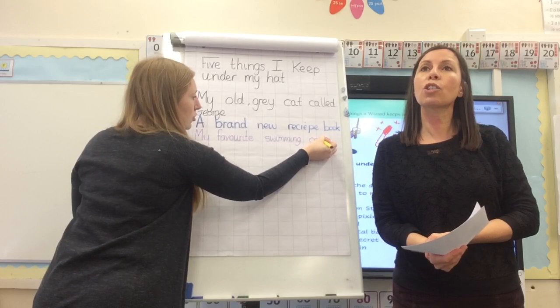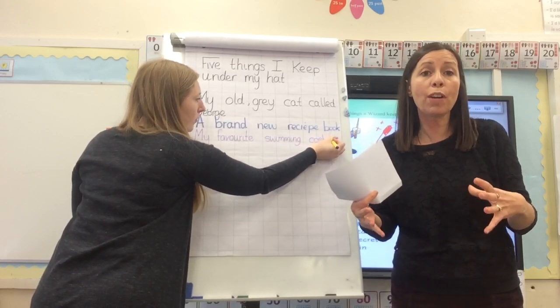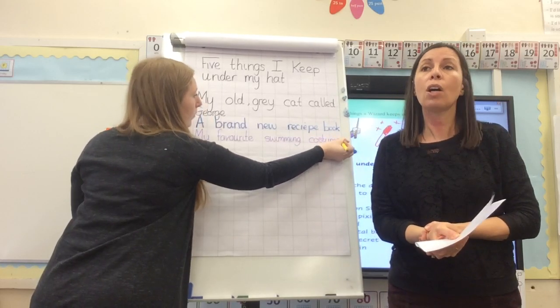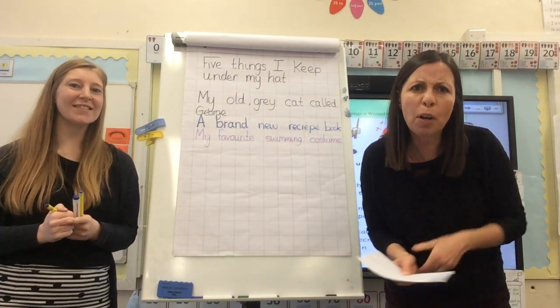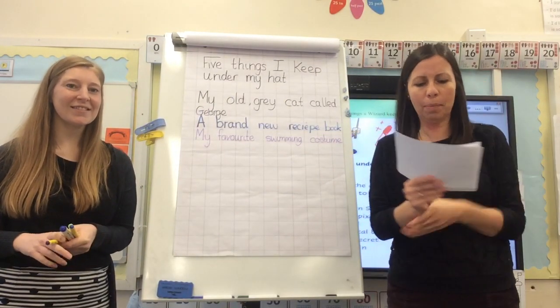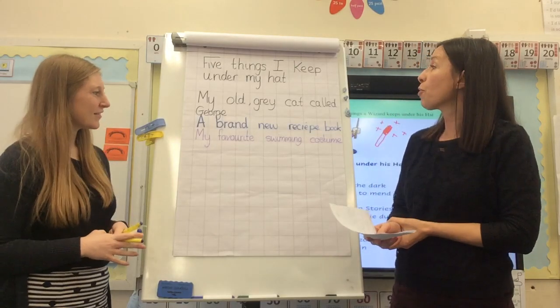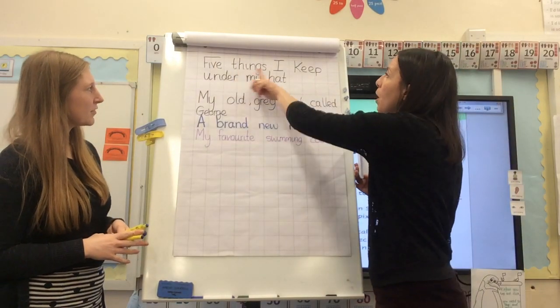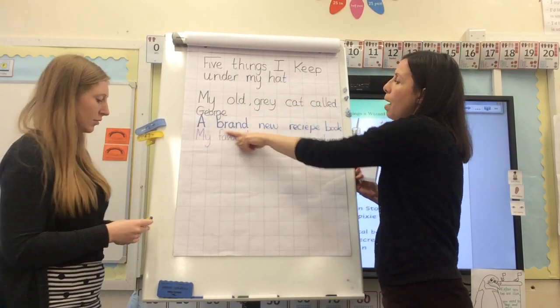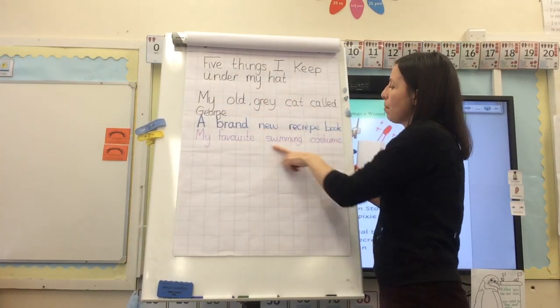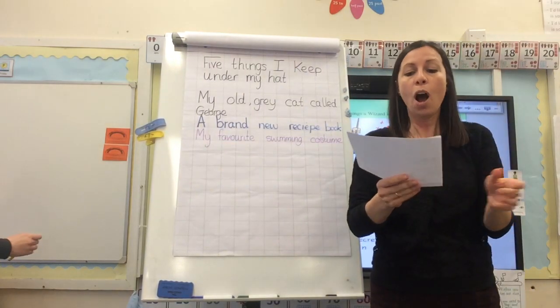Or you may like to play rugby, so you may want to put your favourite rugby ball under your hat. Or you may love football, so you might want to put your dirty old football boots under there. Ooh, that wouldn't be nice. Brilliant, we've got 3 lines now. Let's read it back. 5 things I keep under my hat. My old grey cat called George, a brand new recipe book, and my favourite swimming costume.